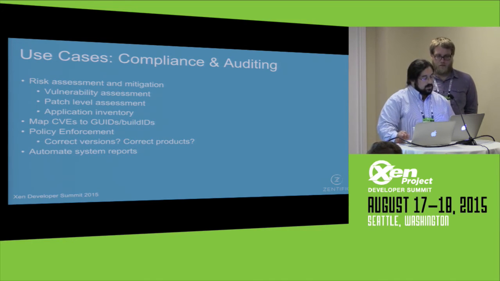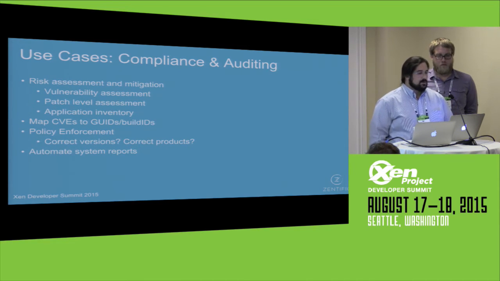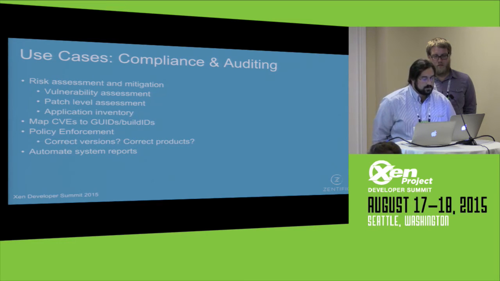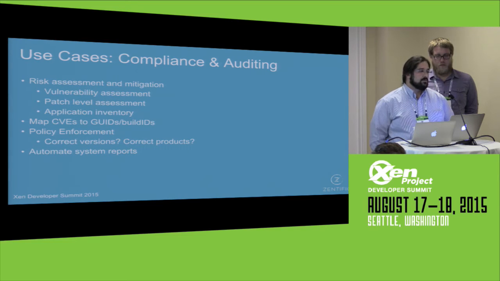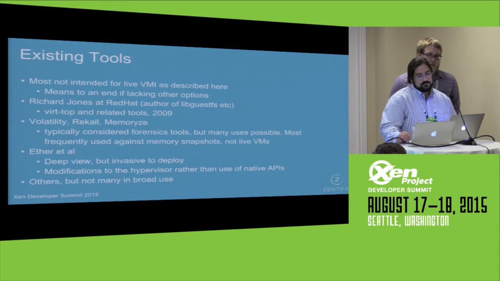Risk assessment and mitigation is a certain approach that can be pursued because you have the ability to take a look at all of the running processes, all of the GUIDs of your binaries, map them to CVEs. You can determine whether patches have been deployed and assess things in a way which isn't typically attainable.